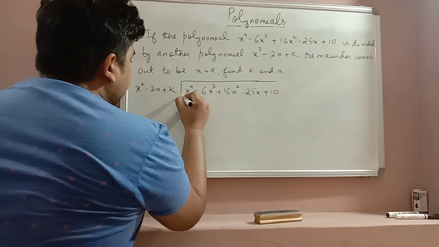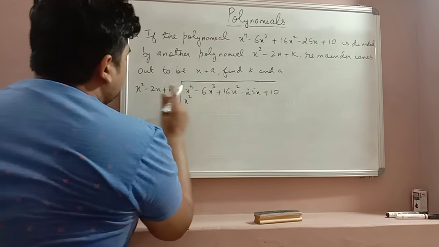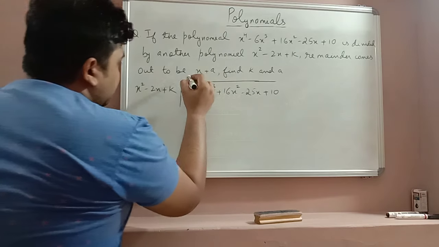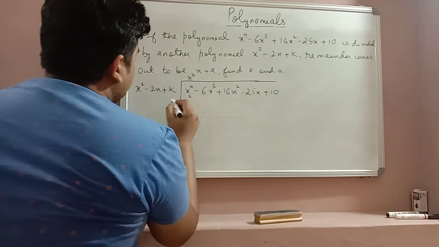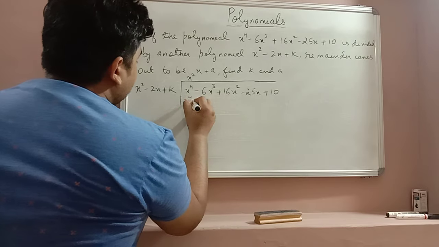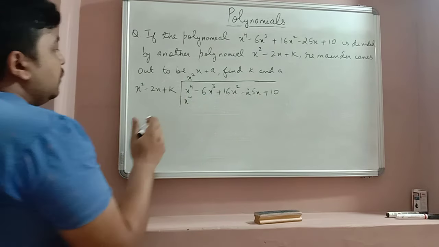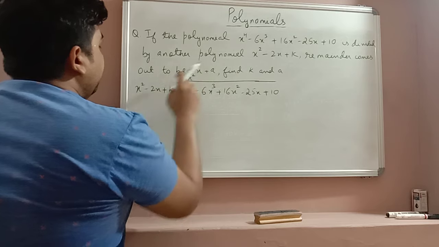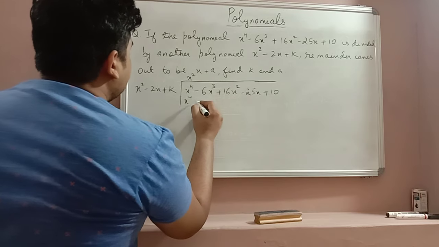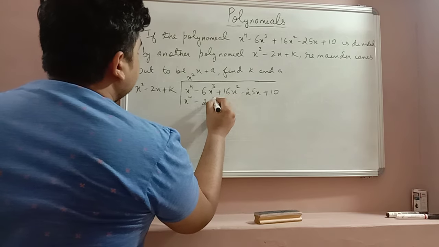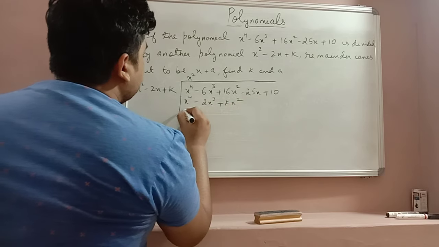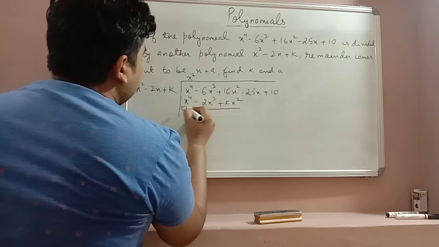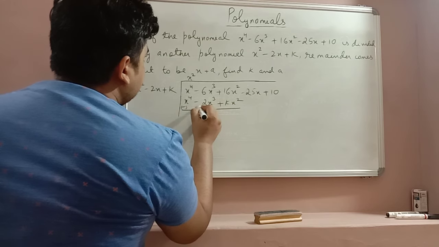Now firstly I need an x square in order to get x to the power 4, so I'll write x square here. This will turn out to be x to the power 4, x square into x square, minus 2x cube plus kx square. Now again the signs will change: plus becomes minus and minus becomes plus.